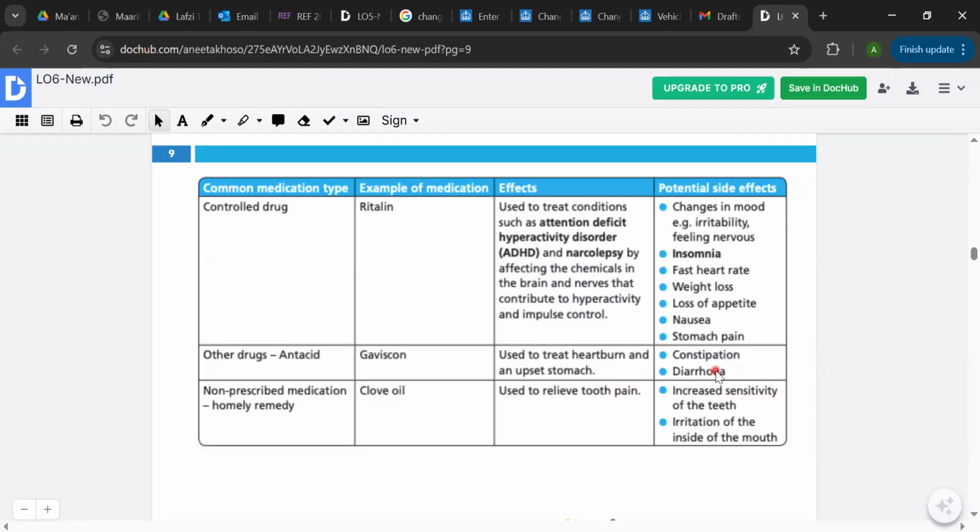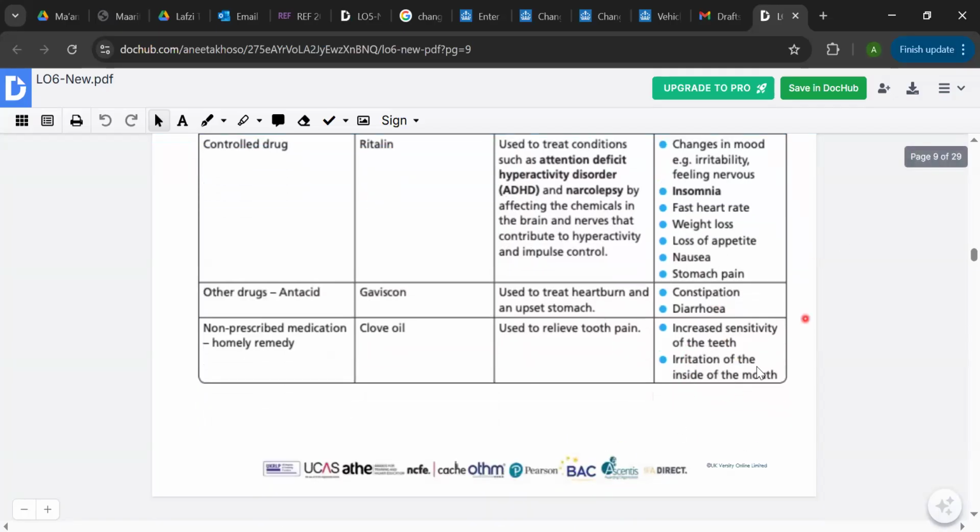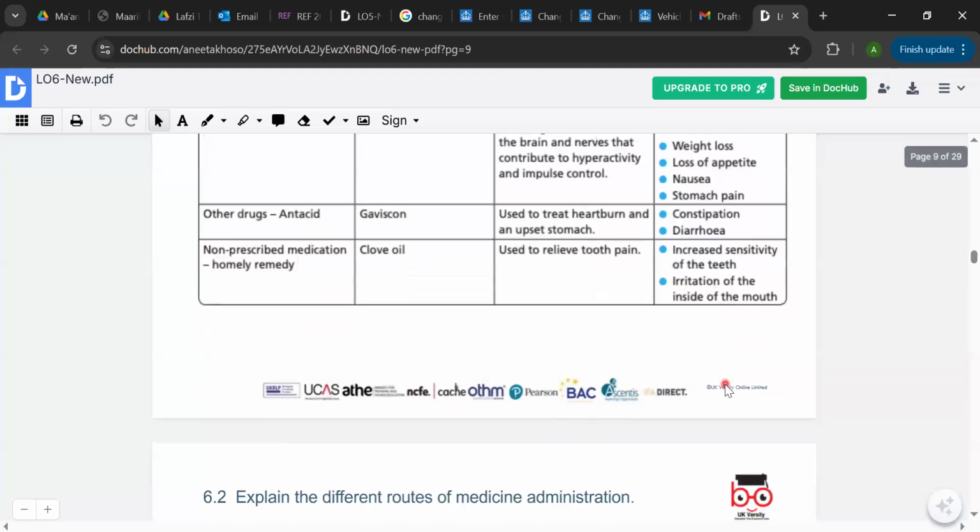Other drugs like antacids, like Gaviscon, are used to treat heartburn and an upset stomach. They can cause constipation or diarrhea. Non-prescribed medication such as homely remedies, there's clove oil or honey, for instance. Clove oil is used to relieve tooth pain. It can lead to hypersensitivity of the teeth or irritation inside the mouth.